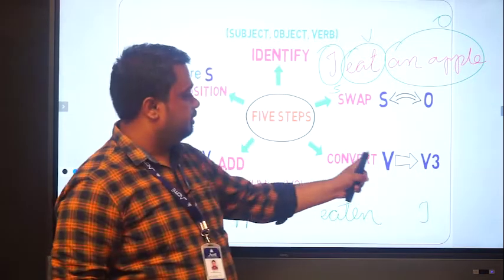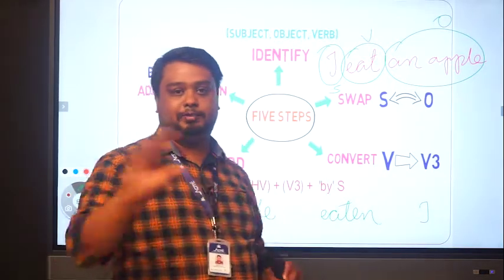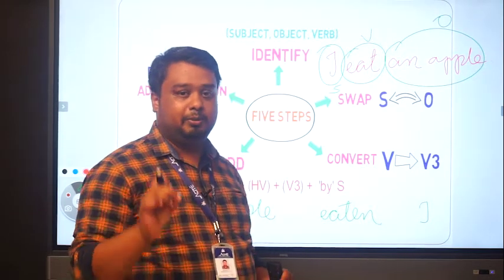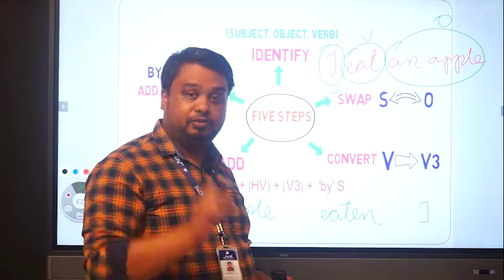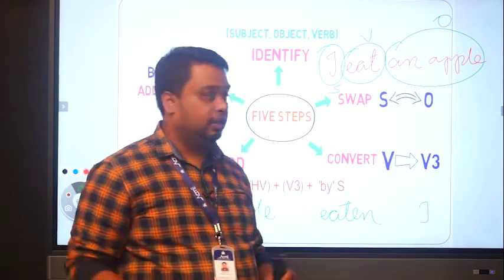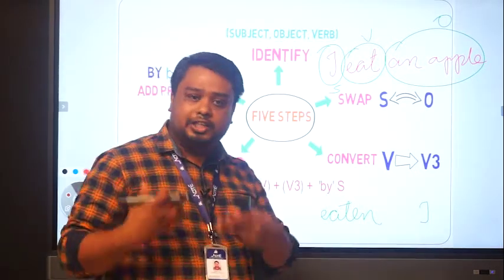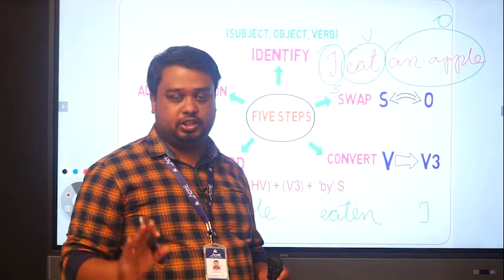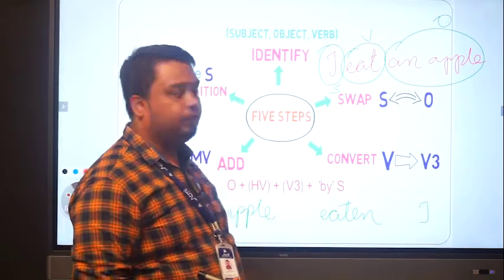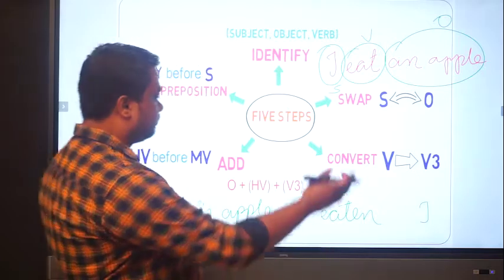Remember, convert verb into verb 3. Whatever may be the verb, maybe in ing form, maybe in past form, maybe in present form, whatever it may be, we have to convert it into V3 form, verb 3 form. If it is already in V3, let it remain as it is. No need of changing. It has to be in V3 form. So, the V3 of eat is eaten, right?